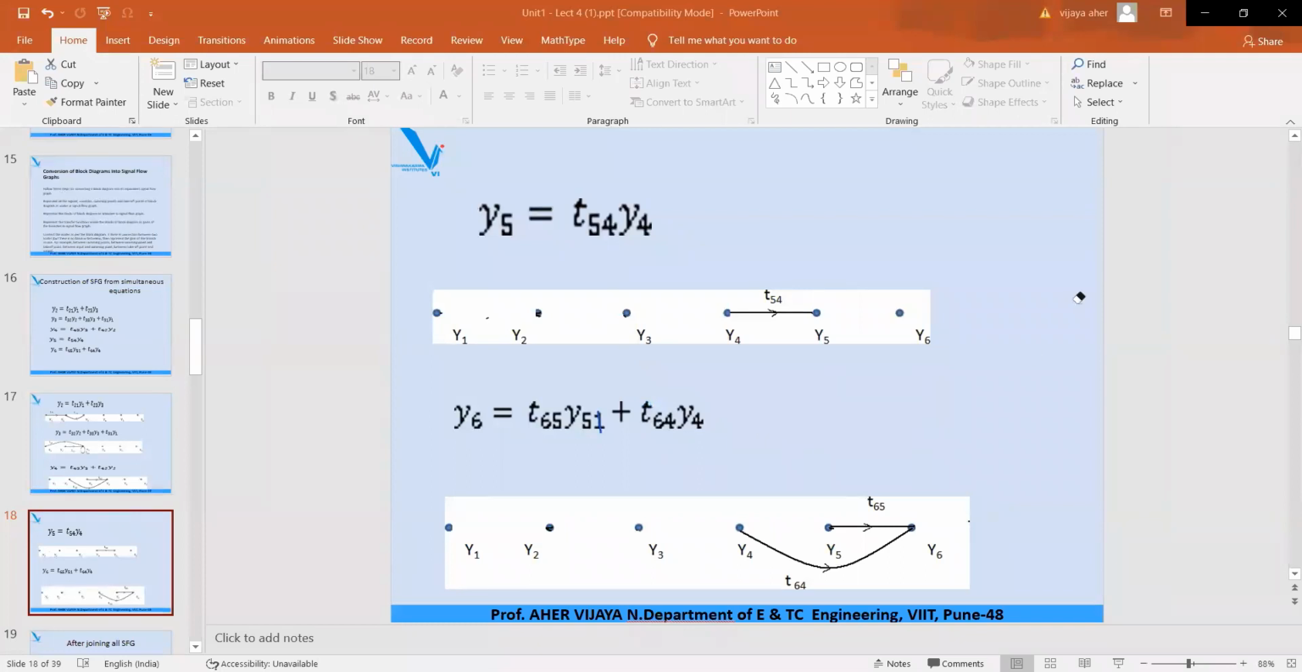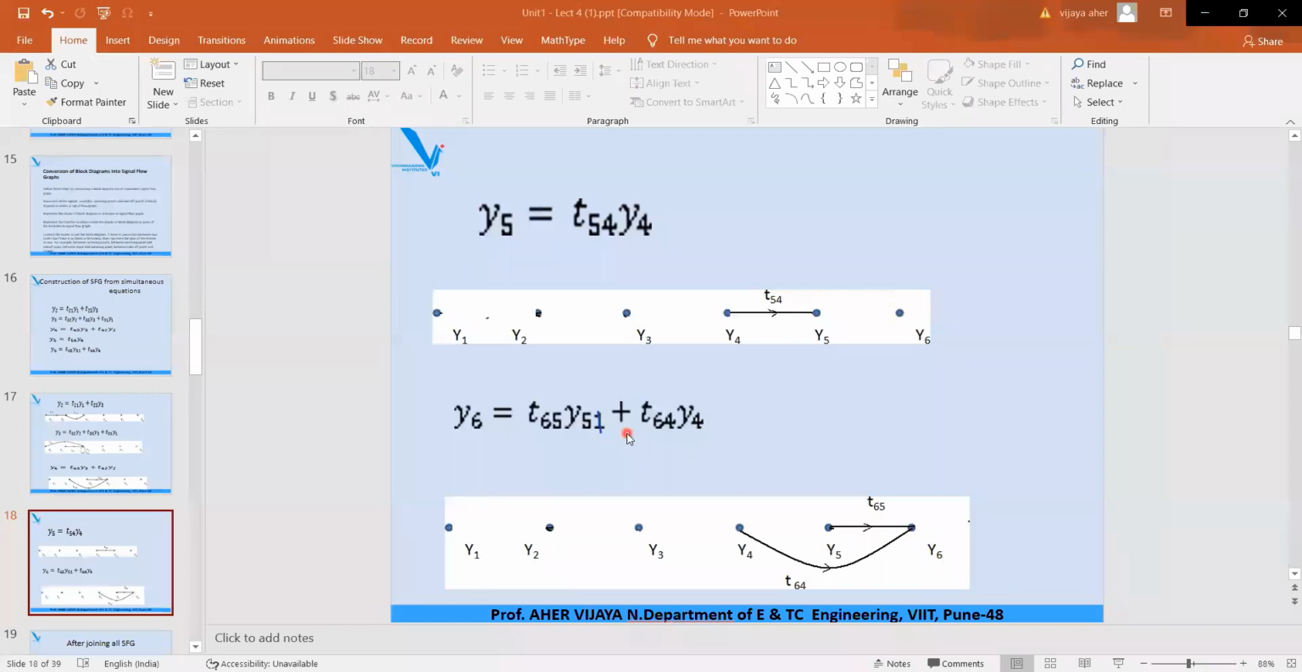You are going to draw the diagram for this signal flow graph. y6, y5, y4. This is node y4, this is y5, this is y6. So for this equation, this is the SFG diagram. The first term is t65. This is the transmittance between node y6 and y5. So write t65, forward direction, into y5 only. Into y5, that means this node 5. So this is the branch with transmittance t65 into y5, with the arrow coming towards node y6.